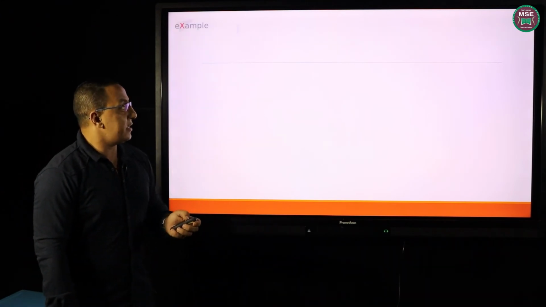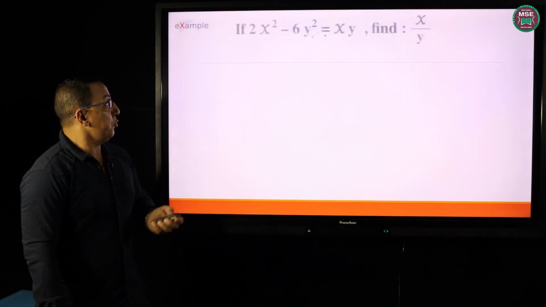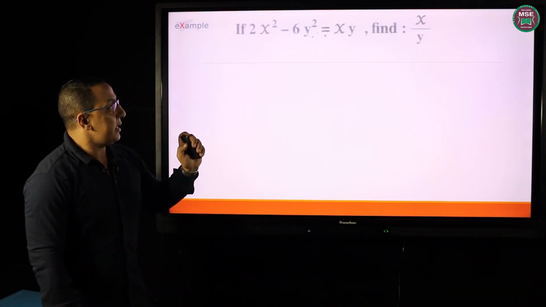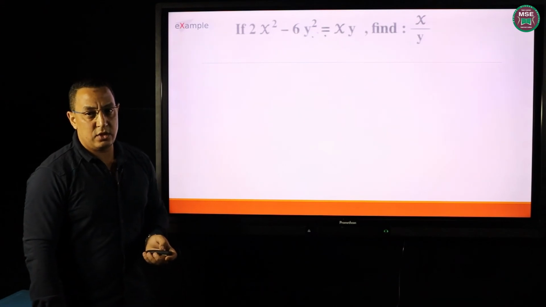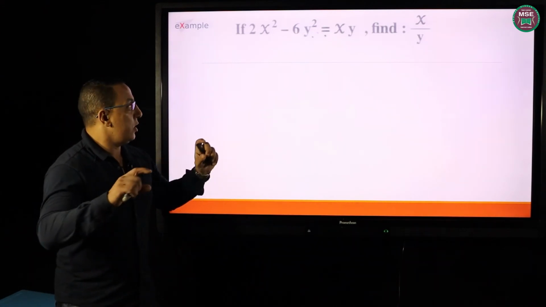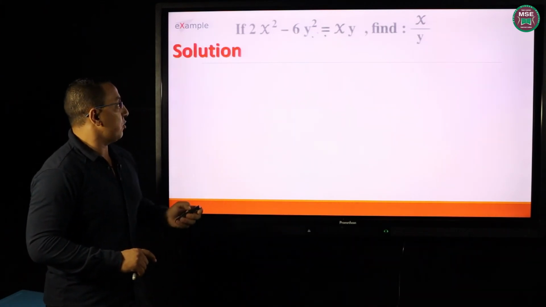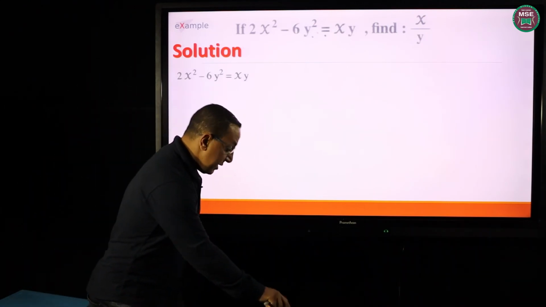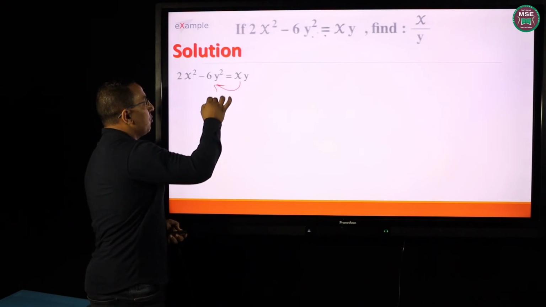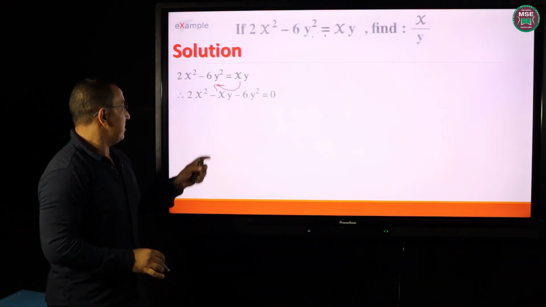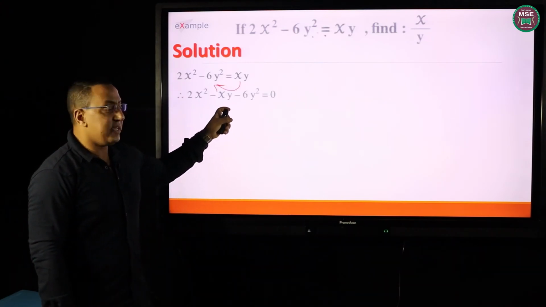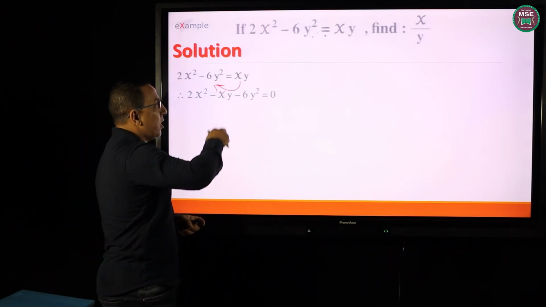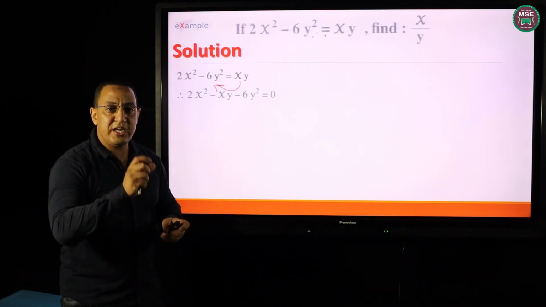Okay, another example. If 2x to the power of 2 minus 6y to the power of 2 equals xy, then find x to y. First, I'm going to write this expression as a trinomial like this. I'm going to send xy here to make a trinomial: 2x squared minus xy minus 6y squared equals 0, because when I send the xy, the right side changes into 0.